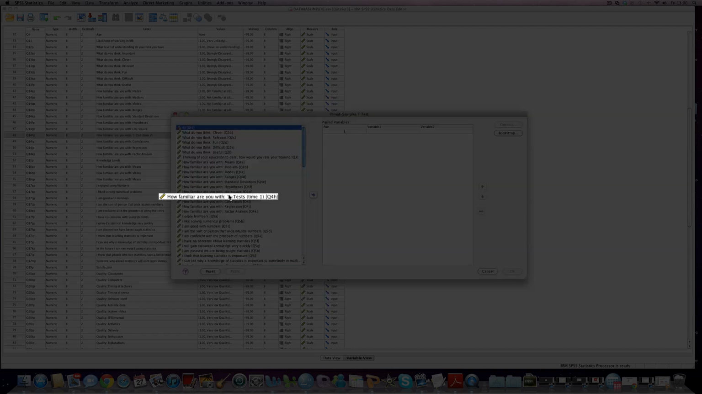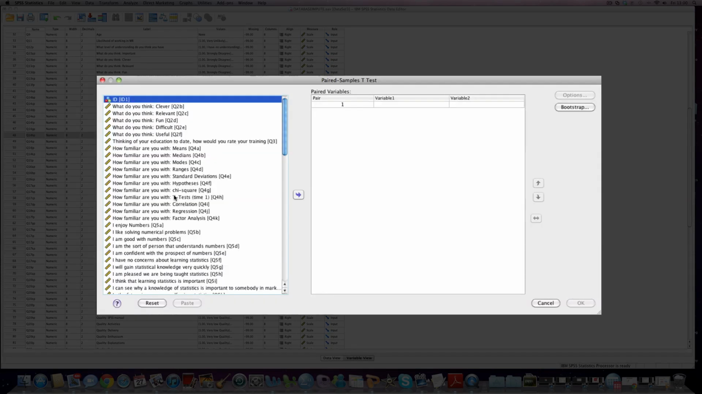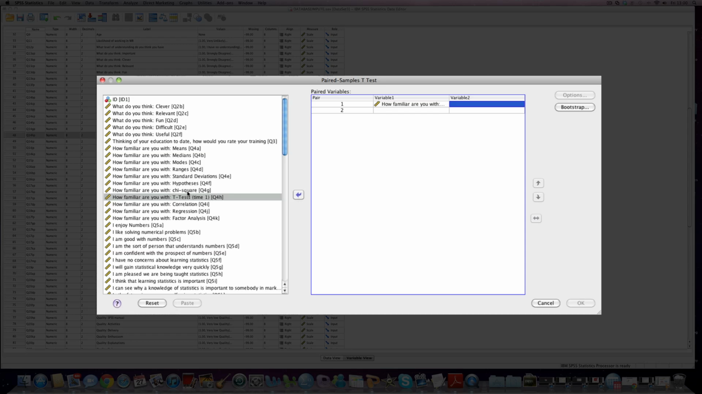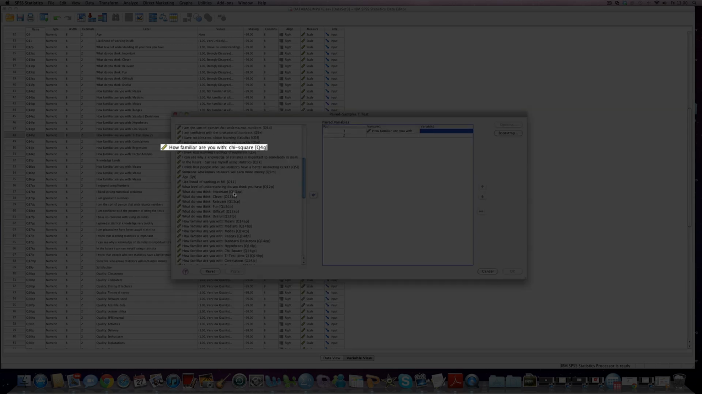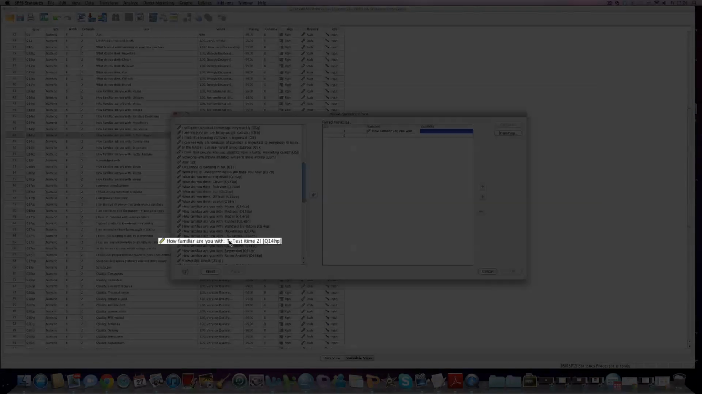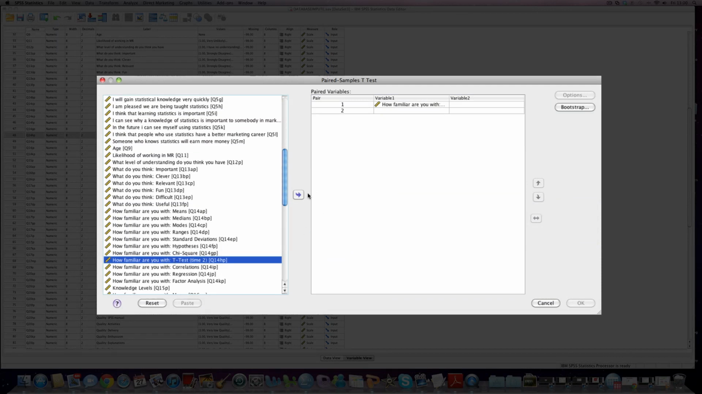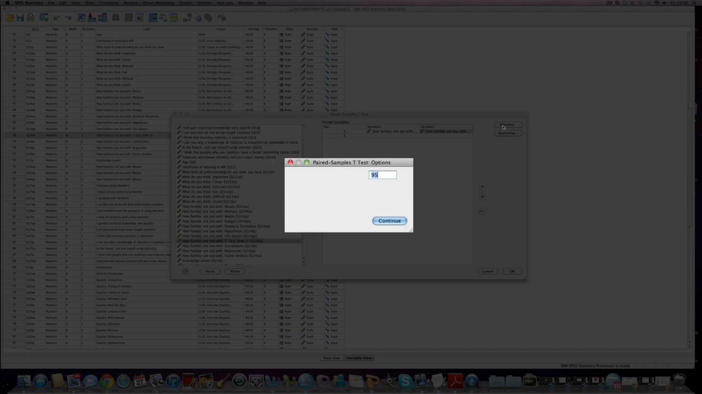Now I always think it's sensible to move our time 1 variable into variable 1 and our time 2 variable into variable 2. So let's do that. How familiar are you with t-test, question 4H? Put that into variable 1. And 14HP, how familiar with t-test time 2? We'll move that across.